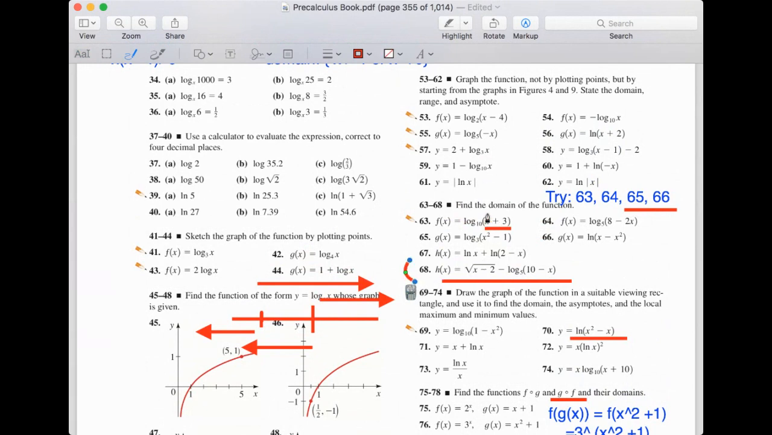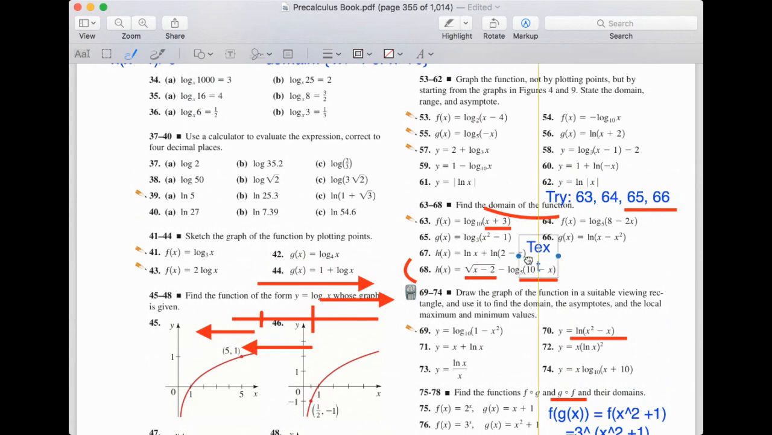We need to find the domain of the function. This has two parts: a square root of x minus 2, and a log of 10 minus x. Let's do one by one. Since we have two parts, we need to find the domain for each, then take the intersection. What's the domain for the log?